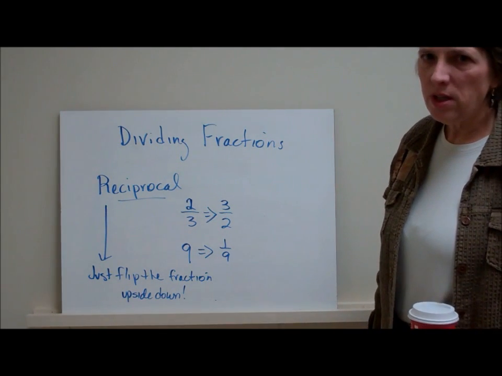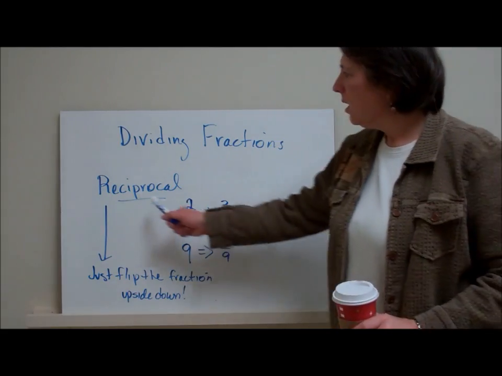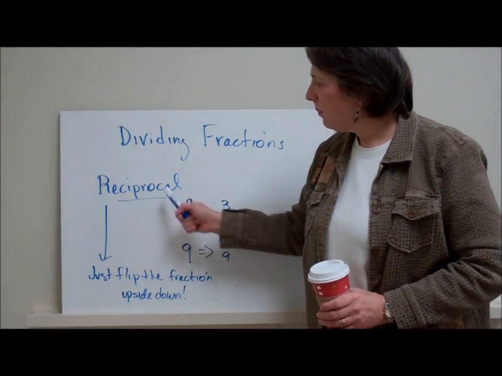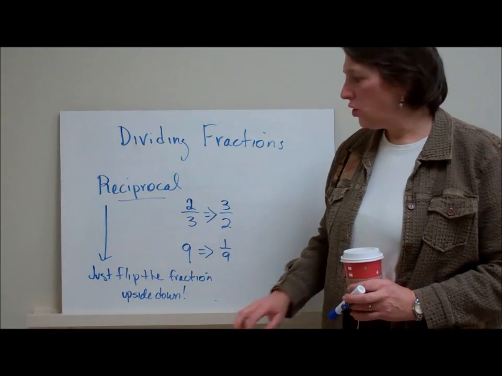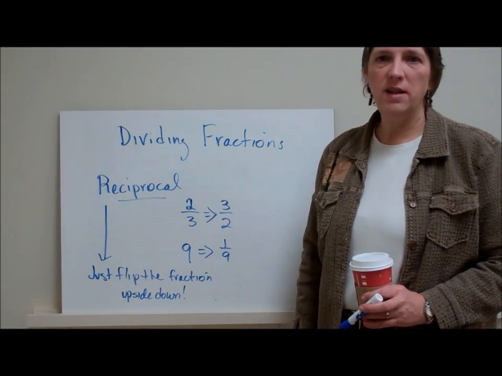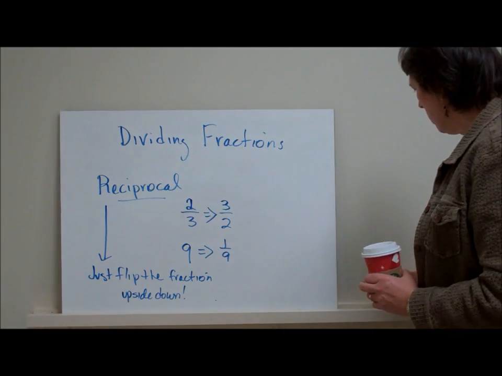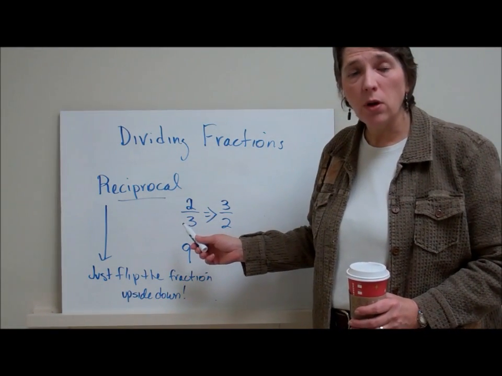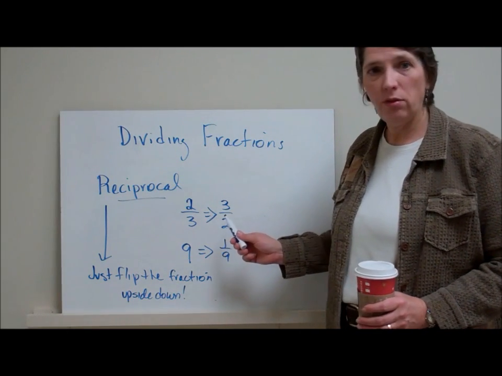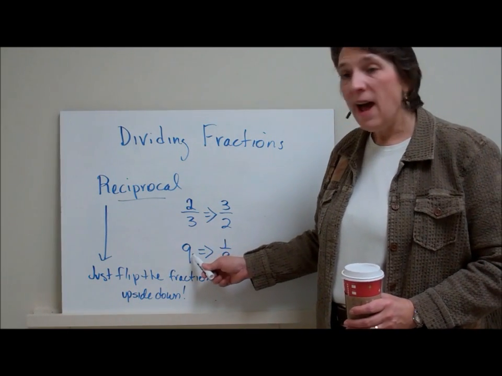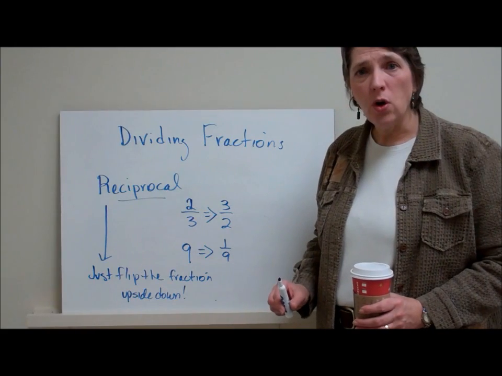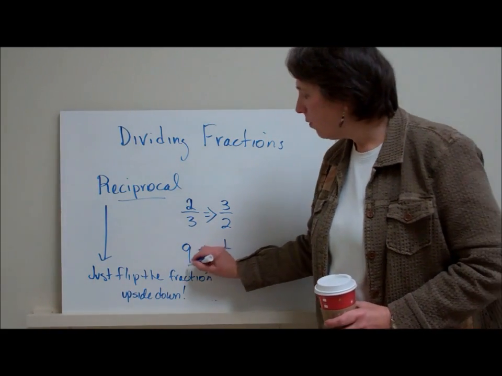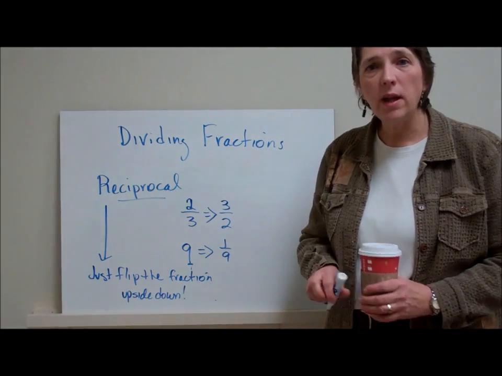The word that you need to know when you're dividing fractions is reciprocal, and yes, you need to know how to spell it. Reciprocal is just when you flip the fraction upside down. That's all you do. So you'll notice here that I had 2/3, and when I take the reciprocal of 2/3, I get 3/2. When I have 9, I take the reciprocal of 9, and I get 1/9, because 9 is 9 over 1, and when I flip it upside down, I get 1/9.